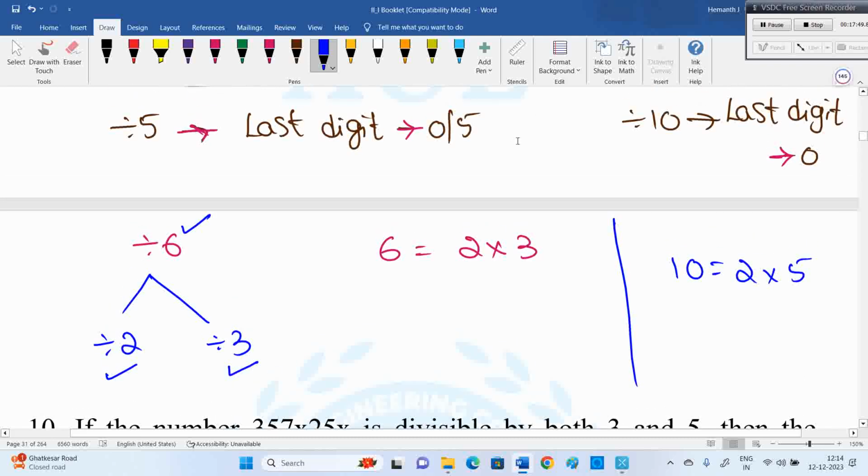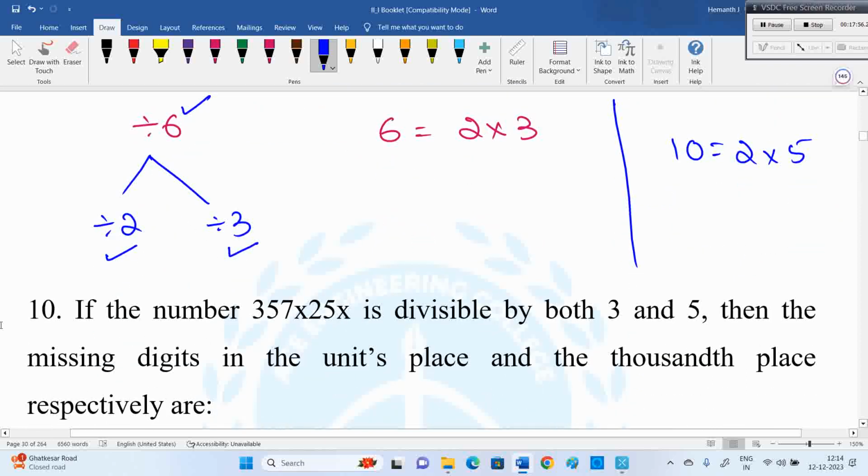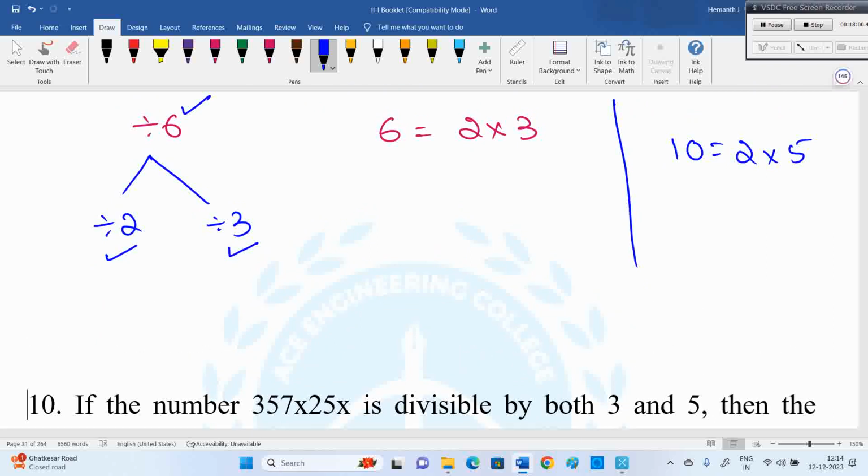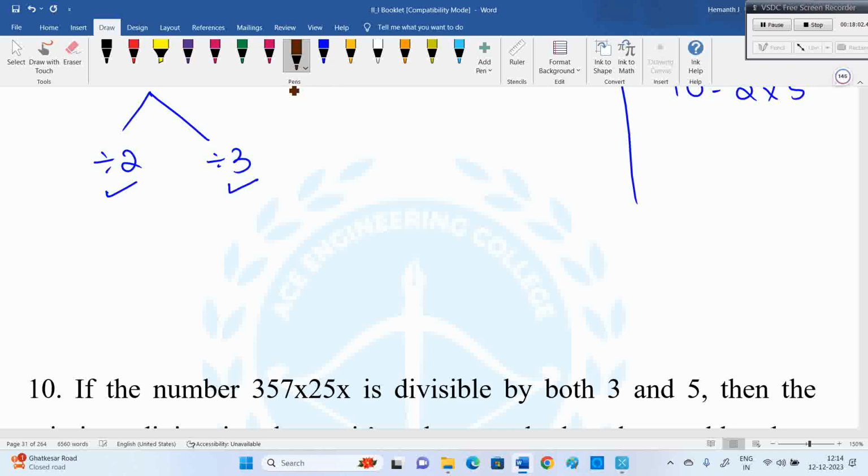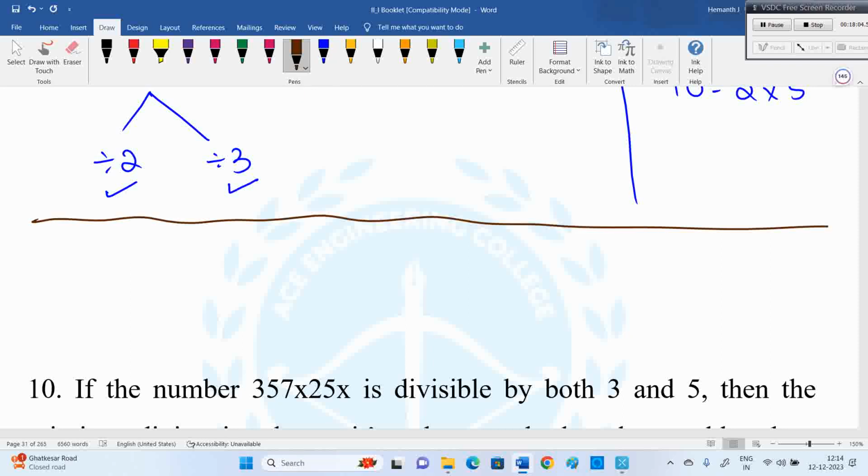Then very important is divided by 11. Given a number, is it divided by 11 or not? How can you decide? That we'll see now. Divided by 11. See, let's say the number is like A, B, C, D, E, F, G, a 7-digit number, or it may be an 8-digit number also. Then how can you decide whether the given number is divided by 11 or not?